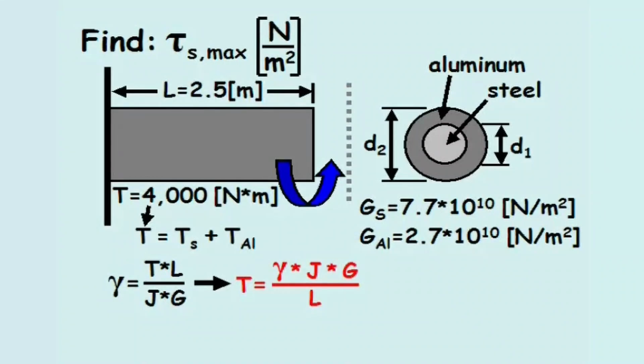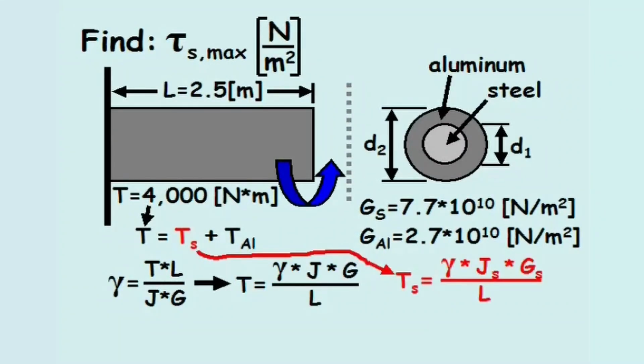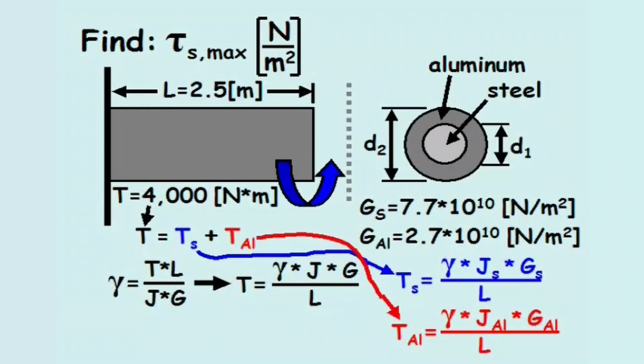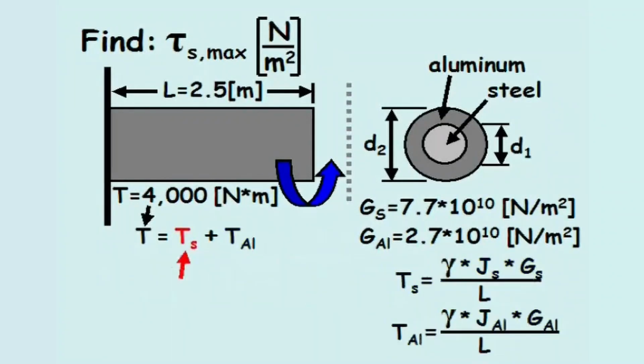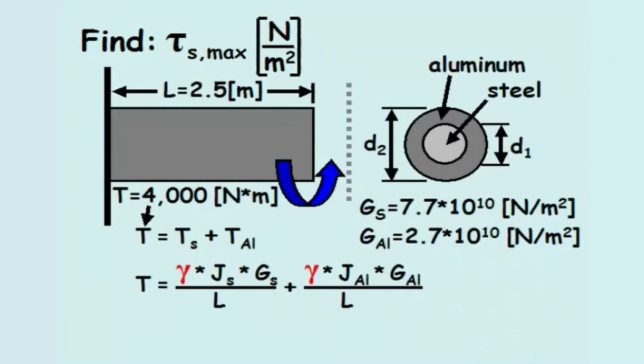Therefore, we can find the torque resisted by the steel by using the polar moment of inertia and the shear modulus specific to the steel. And we can find the torque in the aluminum by using the parameters specific to the aluminum. Notice for both these equations, the angle of twist and shaft length are the same for both materials. To find the torque in the steel, we'll first solve for the angle of twist, gamma, and then use that value of gamma to solve for the torque in the steel.